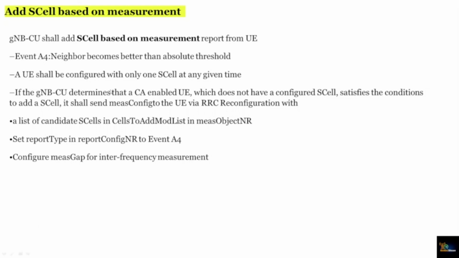Here, if the gNodeB CU determines that a CA-enabled UE does not have a configured SCell, so it satisfies the condition to add an SCell, and it is sent to the UE via RRC configuration. It's an SCell-based measurement.